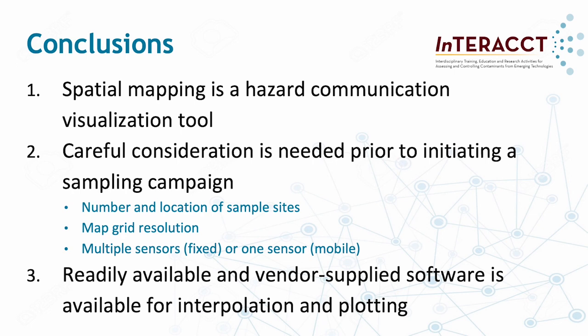Admittedly, the sampling campaign conducted to create these plots is more intense than when performing personal or area samples of an industrial area. Prior consideration needs to be given to the number and location of sample sites as well as the map grid resolution. Then, depending on resources available, a decision as to whether to use multiple sensors fixed around an entire area, all giving information at the same time, or one sensor moved around the area must be made, where the one sensor approach requires consideration of temporal changes over the sampling time. Thankfully, there is readily available vendor-supplied software for conducting the mathematical interpolation needed, as well as for plotting the spatial graphs.